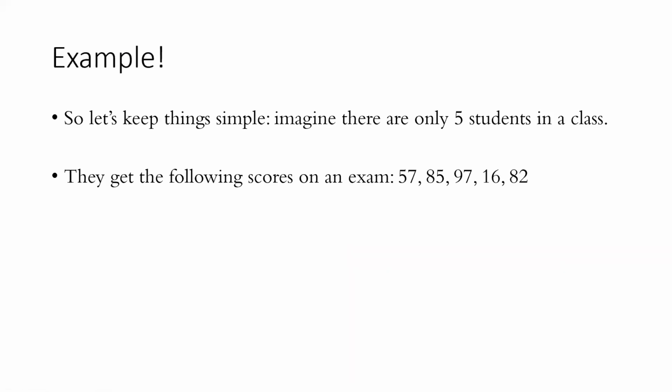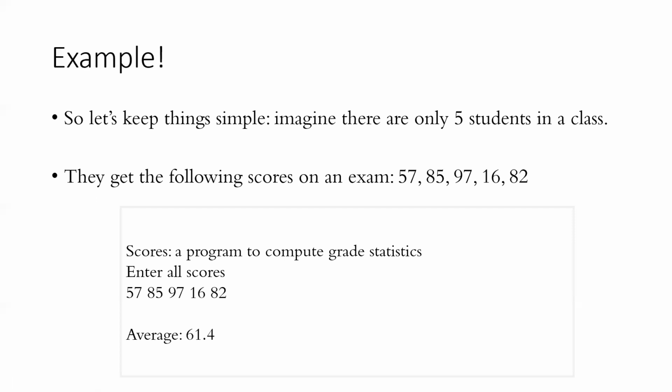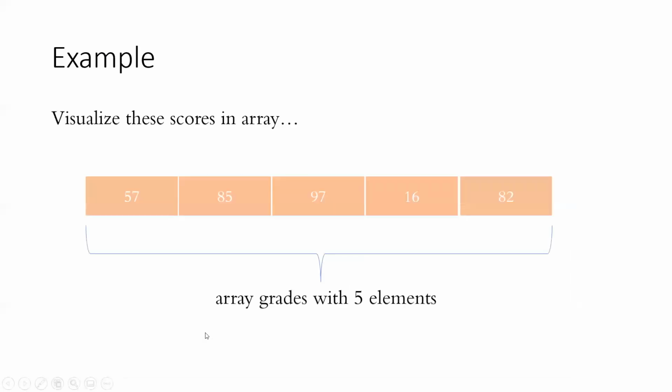Example: imagine there are only 5 students in a class, and they get the following scores on the exam: 57, 85, 97, 16, and 82. What we want to do is create a program to compute the grade statistics. Let's say you enter all the scores, 57, 85, 97, 16, and 82, and it will show the average, let's say 61.4. The scores in the grades array are visualized like this: the first grade 57, then 85, 97, 16, 82, conceptually arranged one after another.